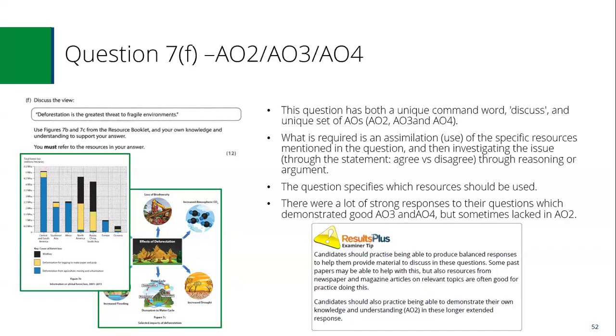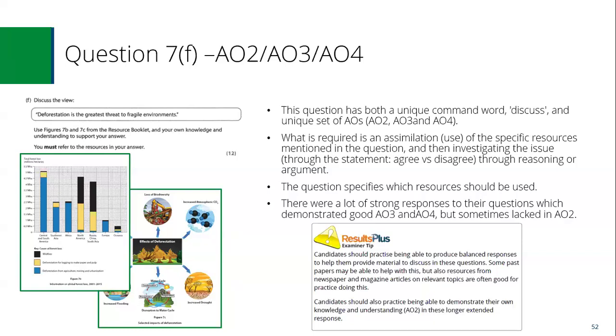There were some strong responses to this question. It's a nice question for students to get into. They should be able to develop their answers. They had good AO3 and AO4, but sometimes less so on AO2. Candidates should practice being able to produce balanced responses to help them provide material to discuss in these questions.